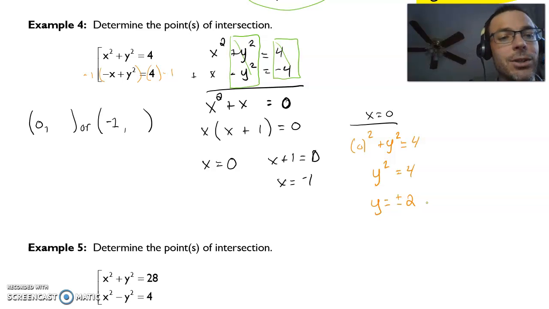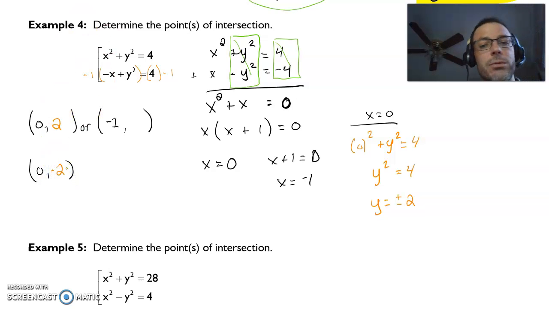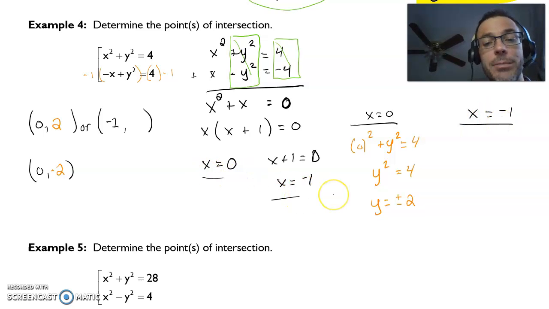So I actually have to go back over here. I could have the solution of 0, 2. I could also have a solution of 0, -2. And I still haven't looked to see what happens if x is equal to -1. So I had these two possibilities here.